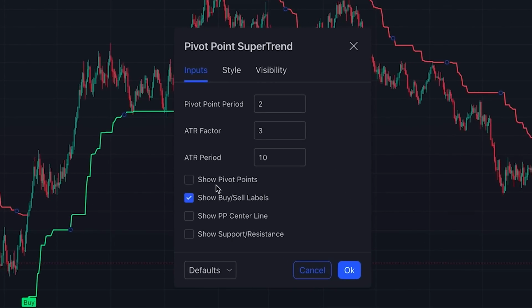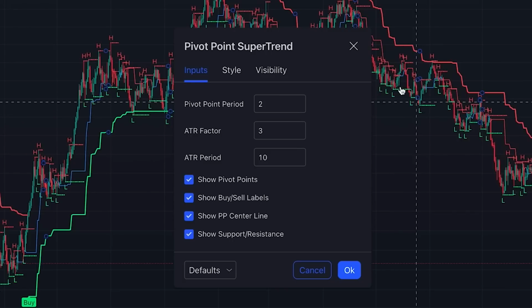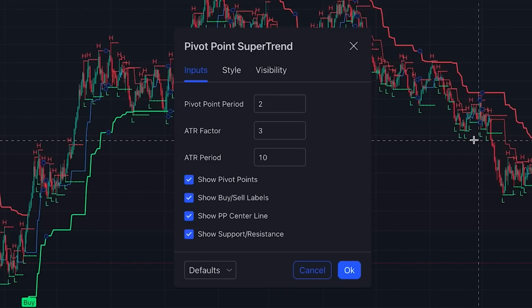For example, you can show pivot points on your price chart if you use pivot points in your trading strategy. You can also show the pivot point center line, which is useful for early exiting of your positions, and you can also show support and resistance levels on your charts, which are built based on pivot points. So in case you also need these support and resistance levels, you can simply have them by checking this option here in its settings.